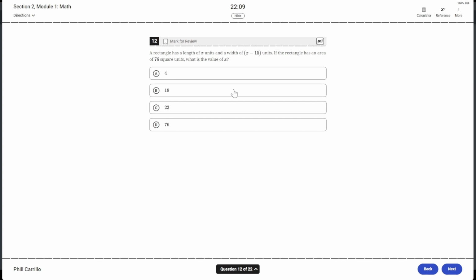A rectangle has a length of x units and a width of x minus 15 units. If the rectangle has an area of 76 square units, what is x? I just read without even listening to myself. Okay. So those are the dimensions. If the area is 76, don't you just multiply the two? You get x squared. Oh, this is a quadratic again. Oh my goodness. That means take out the scrap paper.